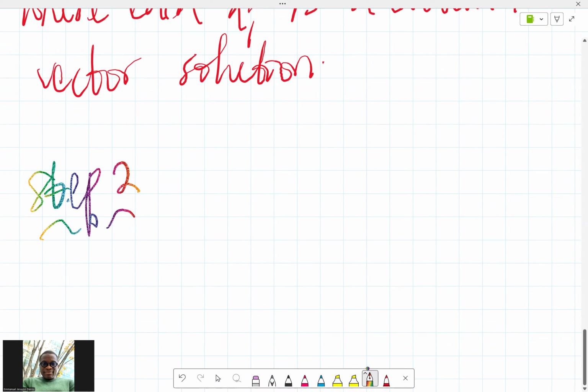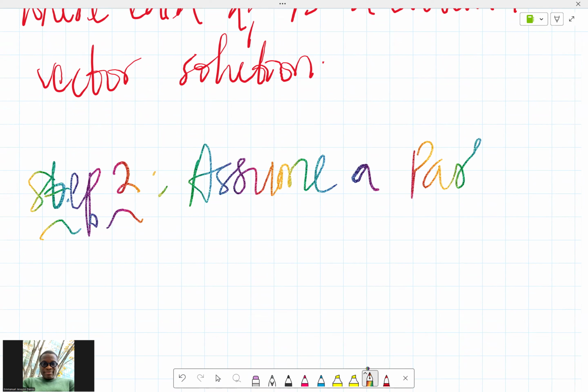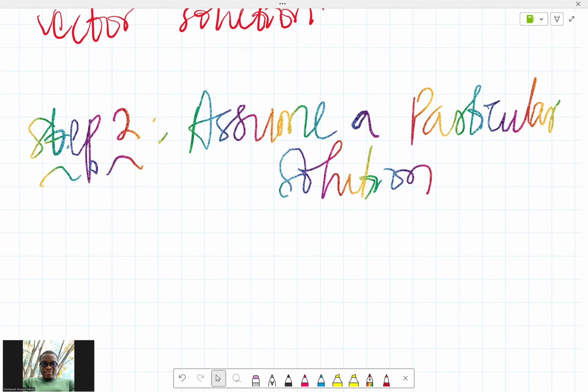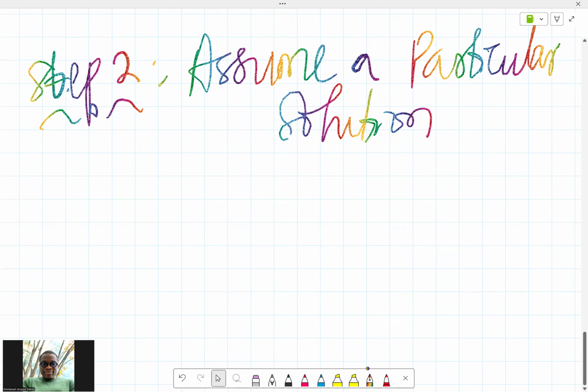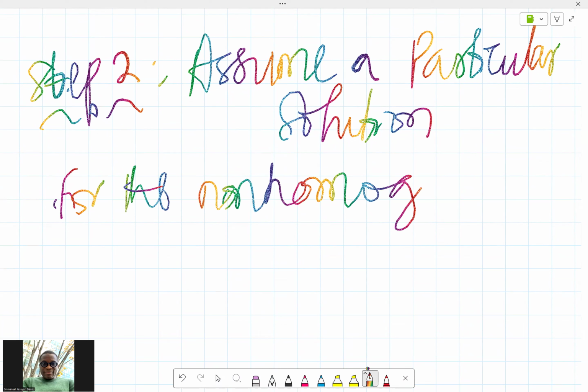In step 2, we have to assume a particular solution. Now, this one bears a bit of resemblance to the method of undetermined coefficients, except that here the approach of getting the unknowns is just different. So assume a particular solution, just like we used to assume for undetermined coefficients, but not exactly following the pattern of exponential, polynomial, and trigonometric.